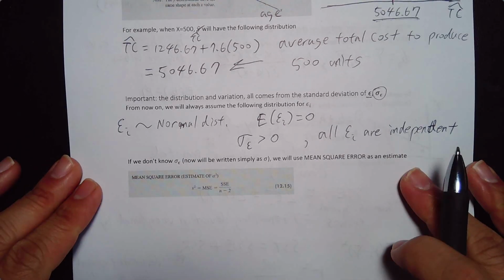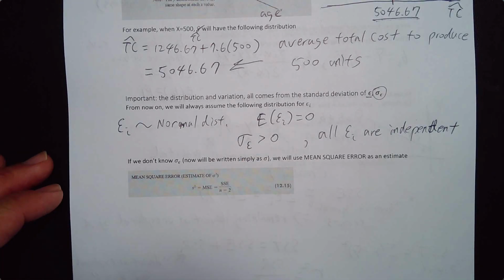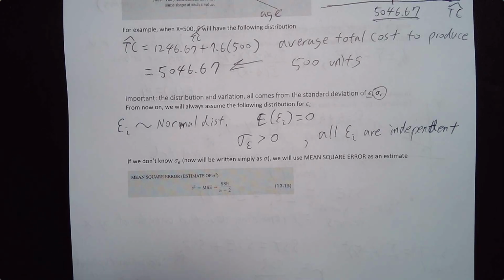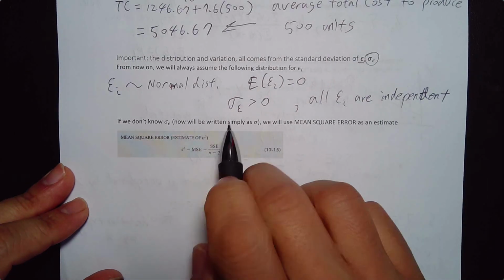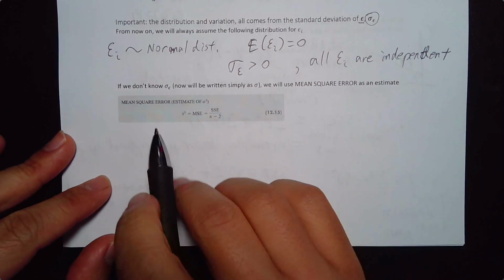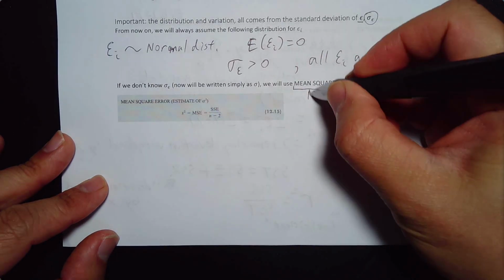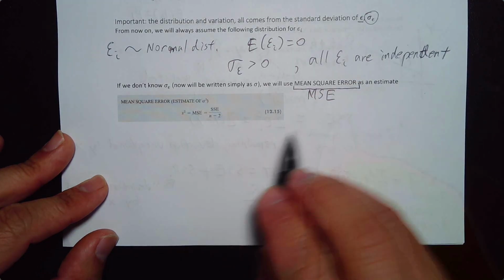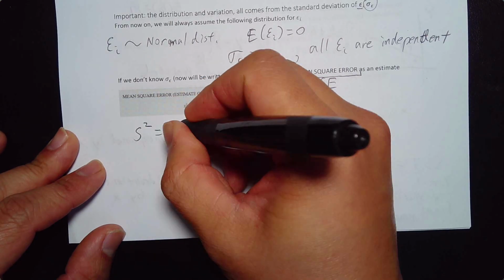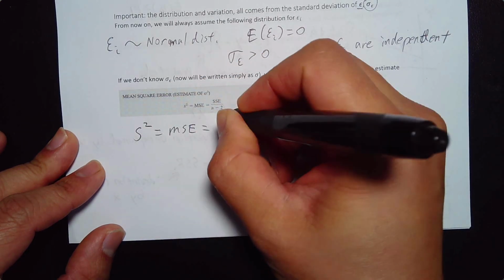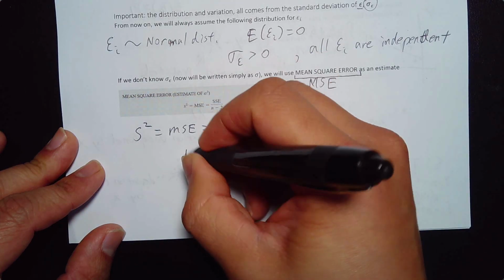Now, sigma here really is no different than the sigma that we're used to. It is the standard deviation, just the standard deviation of epsilon. Now we would like to estimate it because it is a population parameter. The estimator that we will use is called the mean square error, MSE. By definition, S squared equals MSE, which equals SSE over n minus 2. Remember, this is the degrees of freedom of the model.